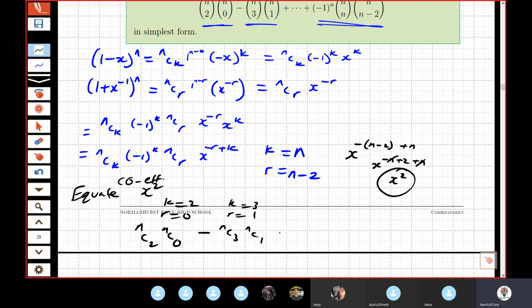And then really all you're meant to write at this stage is plus, dot, dot, dot, plus, minus 1 to the n, n choose n, n choose n minus 2.